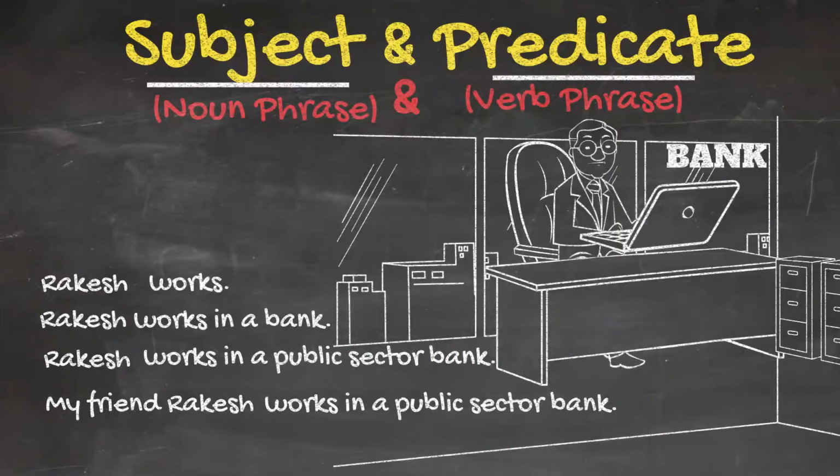In all these sentences, you can see a subject and a predicate. The blinking words are the subjects in each sentence. The remaining are nothing but the parts of predicates. My and friend describe Rakesh, and hence they all make a noun phrase.